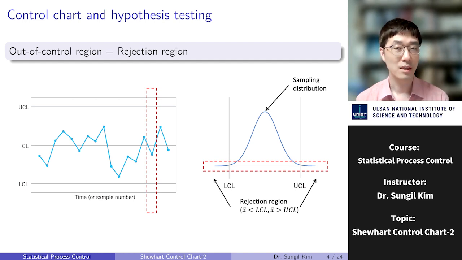As we know, the probability to reject the null hypothesis when the null hypothesis is true is denoted by type 1 error, and the rejection region is determined so that the type 1 error becomes the predetermined level of alpha. In a similar way, we can determine the upper control limit and lower control limit to make the out of control region have the predetermined level of alpha.